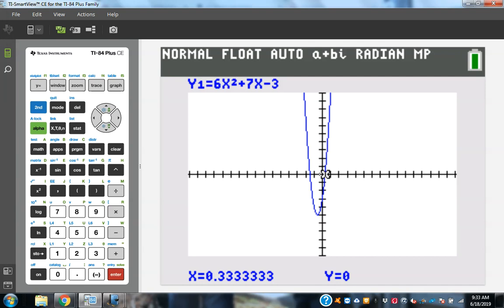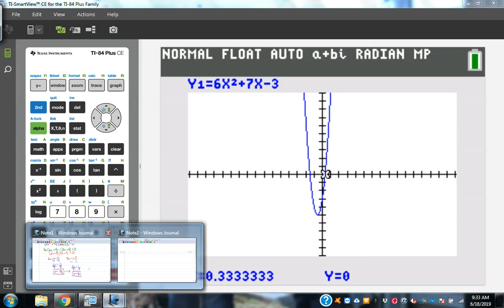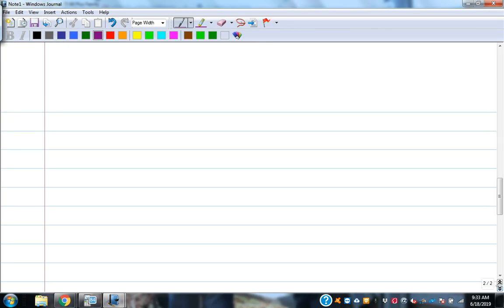If the graph crosses the x-axis, then the number on the x-axis where it crosses should be the answer you get when you solve it. If it doesn't cross the x-axis, then there's something else happening, and we'll talk about that in a little bit. But if it crosses the x-axis, you should be able to look at the graph and tell for sure if you got it right or not. Okay, so that's going to be helpful for you, and we'll try to do that some as we go along here. Maybe not on every problem, but some as we go. All right.